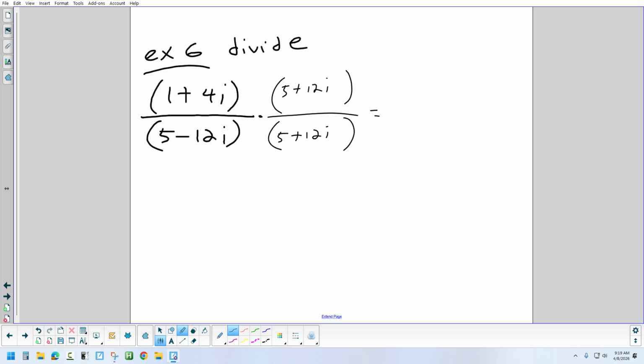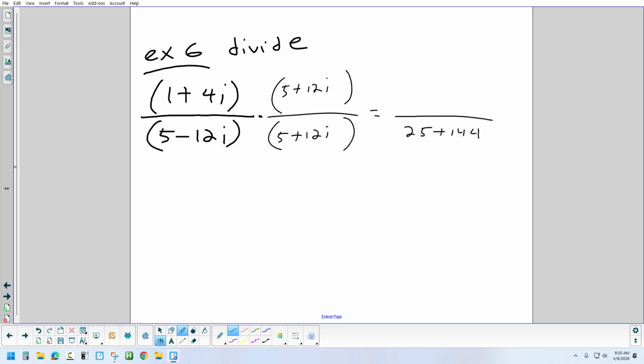Okay, so 5 plus 12i. What are the two numbers that we're going to add up to get the bottom? 25 and 144. Yep. So except for just adding those two numbers together, we're done the bottom. Okay, that's it. 25 plus 144.